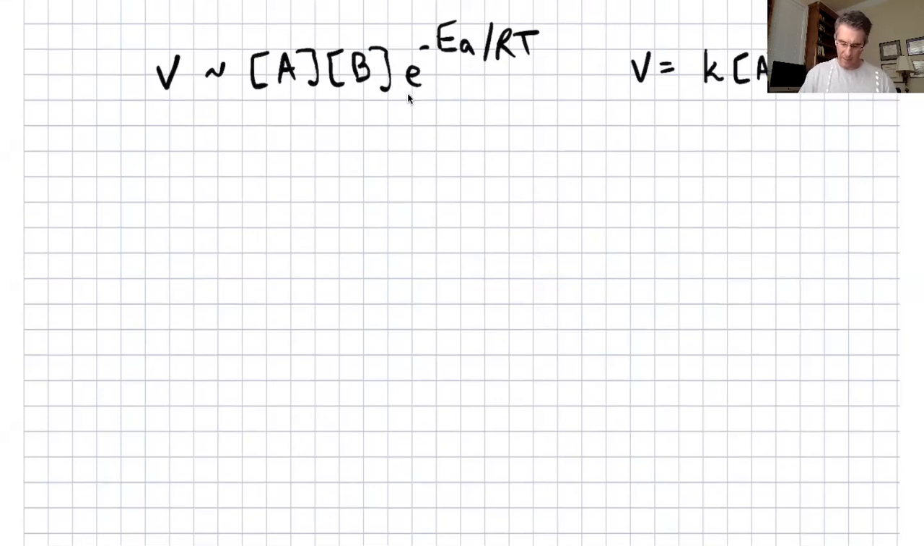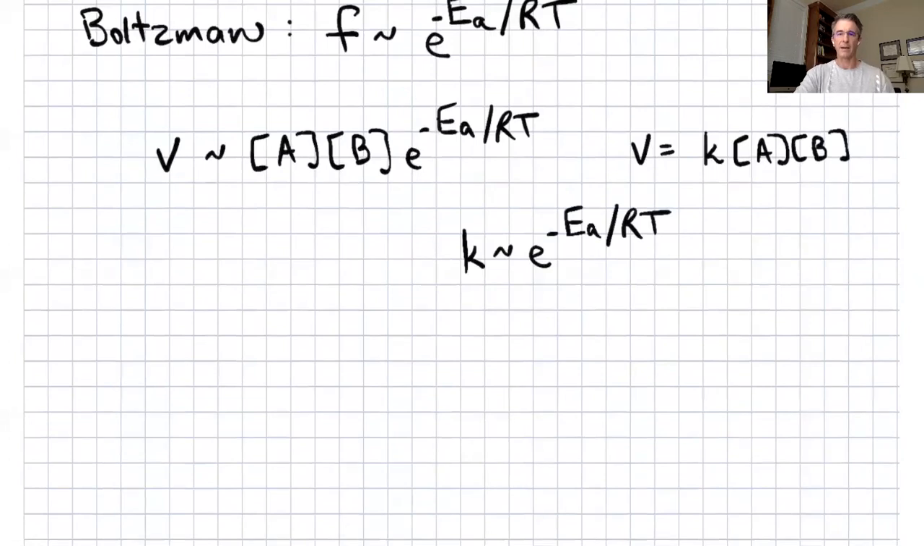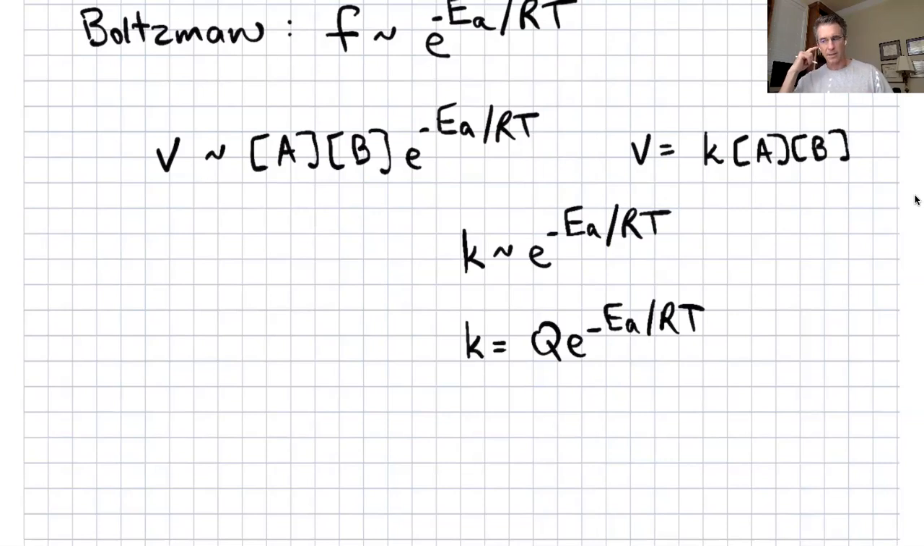When we look at those two, that means K has to be proportional to e to the minus E sub A over RT. And as we've done several times, we can make that proportionality equal to equality by adding a constant of proportionality. So that means K would just be equal to, symbol Q is often used for this, Q times e to the minus E sub A over RT. Q's our proportionality constant here. It takes care of the units and a bit of a fudge factor.